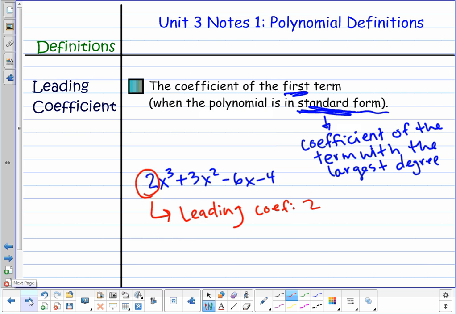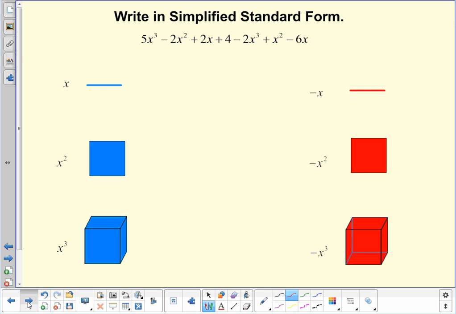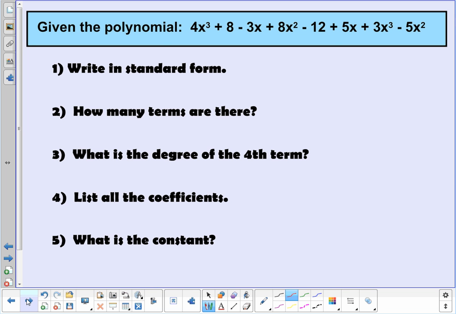Okay, so let's flip it over on the back and put these into practice a little bit here. Number 1, I have 4x to the third plus 8 minus 3x plus 8x squared. Holy cow, a whole lot of terms. Minus 12 plus 5x plus 3x to the third minus 5x squared. Goodness gracious. So first thing I'm going to do is write this in standard form.